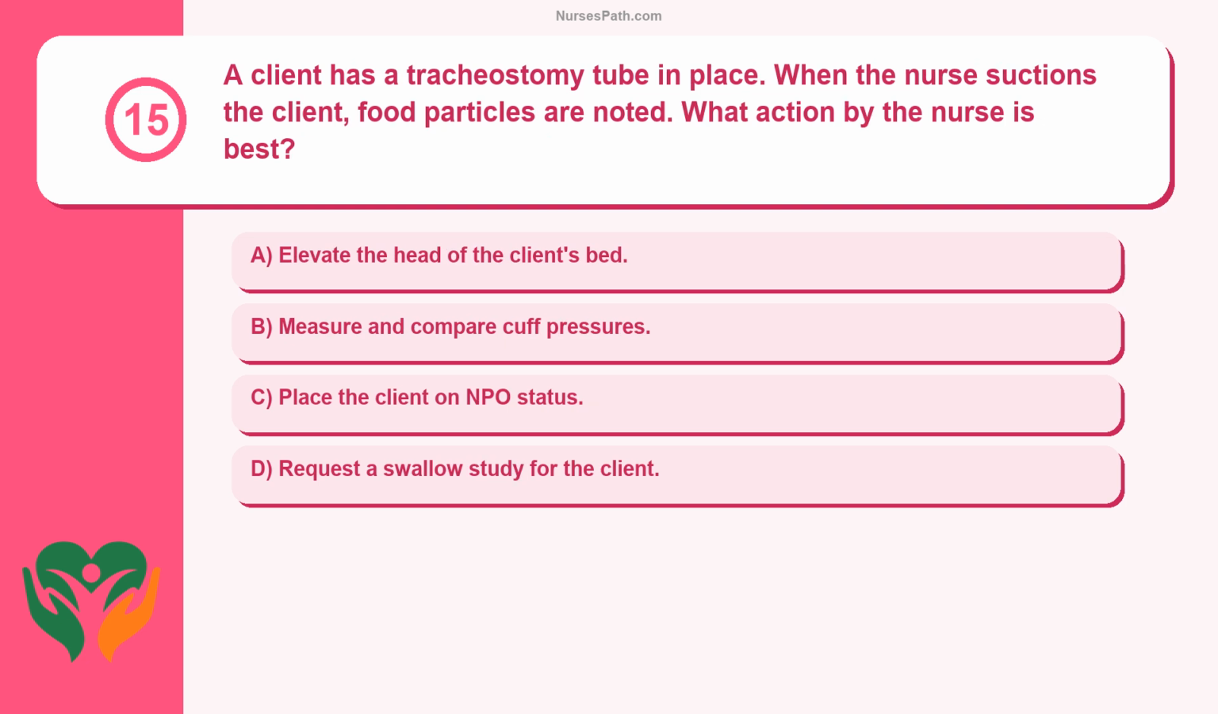Question 15. A client has a tracheostomy tube in place. When the nurse suctions the client, food particles are noted. What action by the nurse is best? A. Elevate the head of the client's bed. B. Measure and compare cuff pressures. C. Place the client on NPO status. D. Request a swallow study for the client.